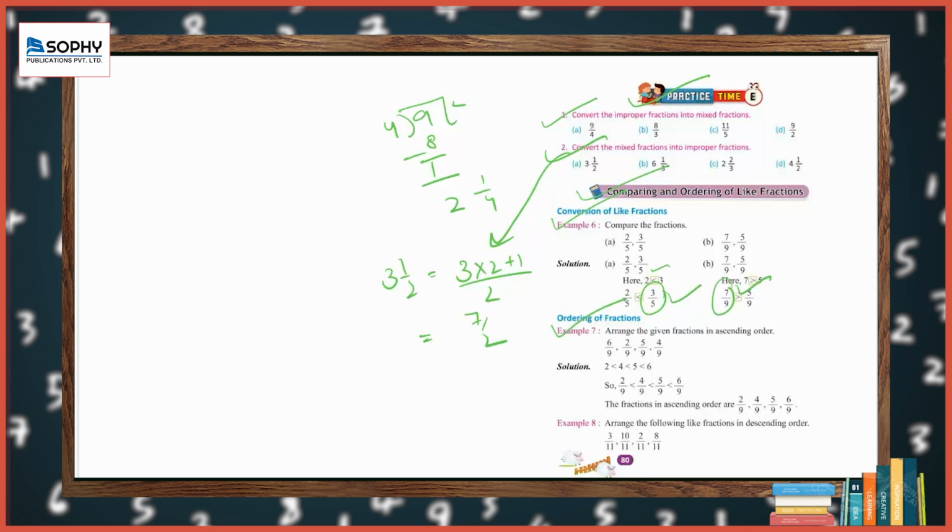Now ordering of fractions. In example number 7, we have to arrange the given fractions in ascending order, students. Here the denominator is the same, that means they are like fractions, and the greater the numerator, the greater the fraction. So these are the fractions in ascending order, that is, the smaller one first: 2, 4, 5 and 6. In the next one, we have to arrange the fractions in descending order. So the greater the numerator, the greater the fraction.